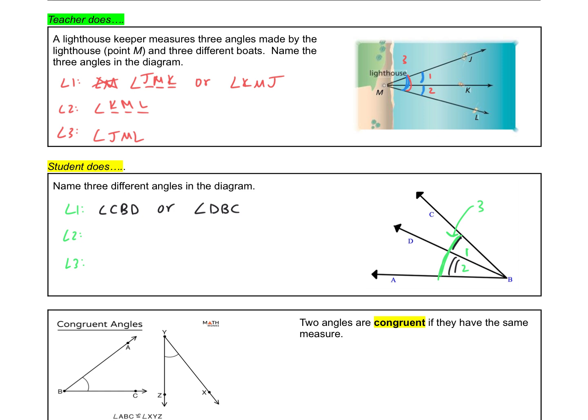That angle 2, the bottom one. Thomas, can you do that, please? ABD. Angle ABD. Great. Also, I could call it DBA. Thomas, could I call it angle ADB? No. Wrong point in the middle.